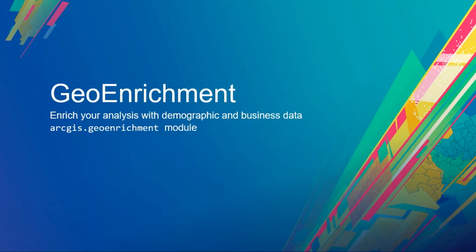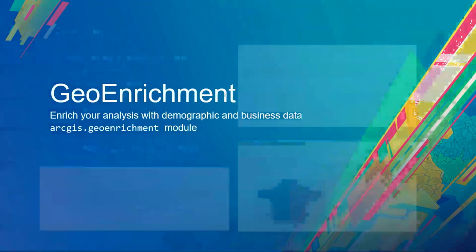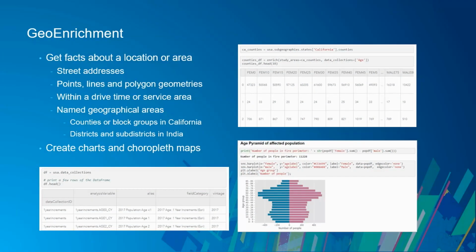The ArcGIS.geoenrichment module is, compared to when we looked at an enriched layer, which was just a simple one, Geo Enrichment on steroids. You can dig down into the nitty-gritty of things and really produce very dynamic information. You can get facts about your area, and you can do it from a street address, points, lines, or polygons.